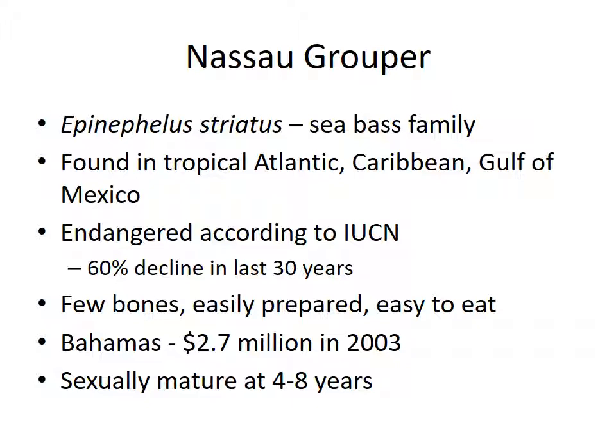And they're a relatively slowish moving fish. In the Bahamas in 2003, it was $2.7 billion that was gained just from fishing the Nassau grouper. So this is a multi-million dollar industry. And like the conch that we just talked about, Nassau groupers do mature later in life, at about 4 to 8 years before they reach sexual maturity.